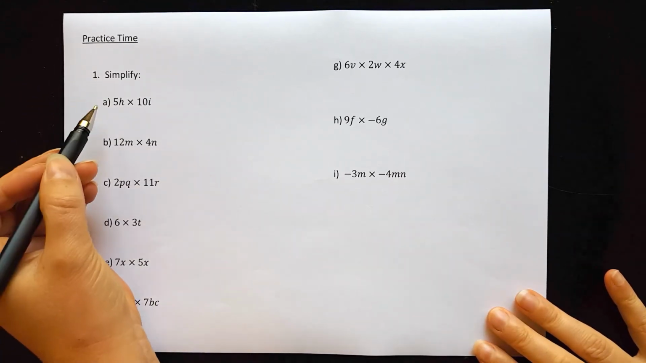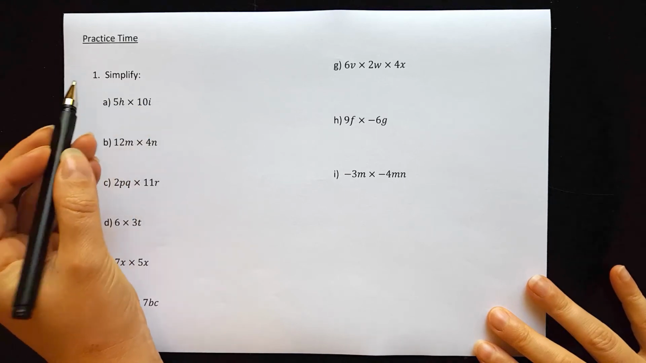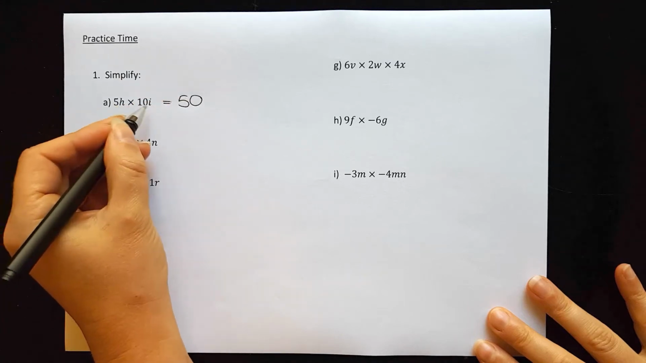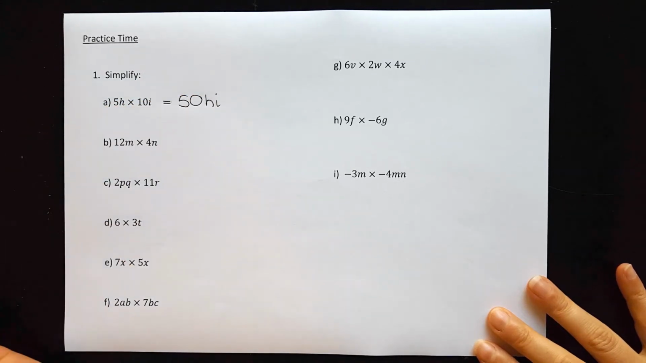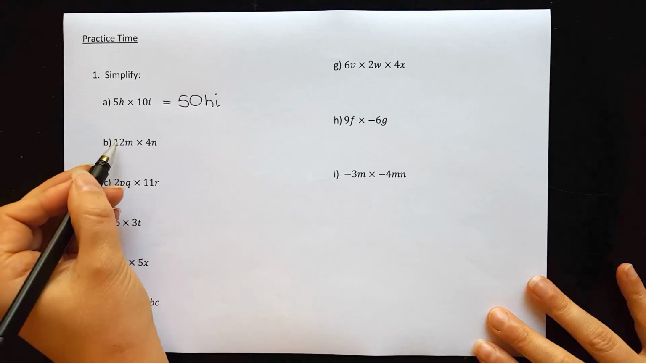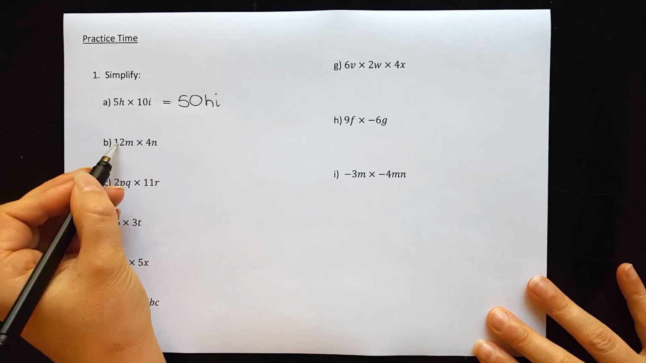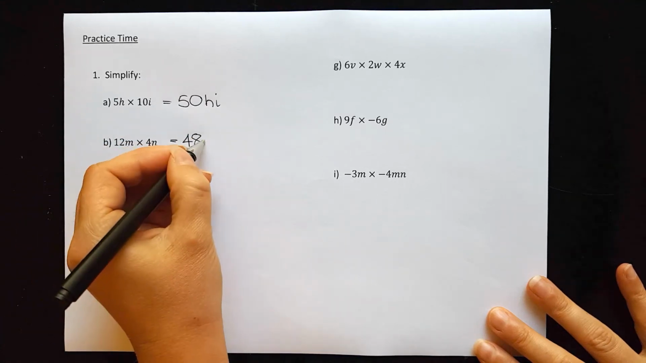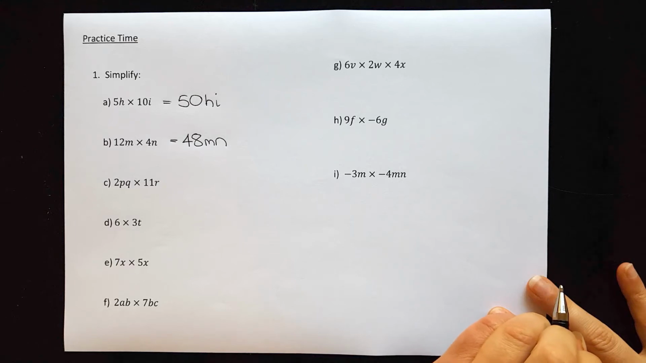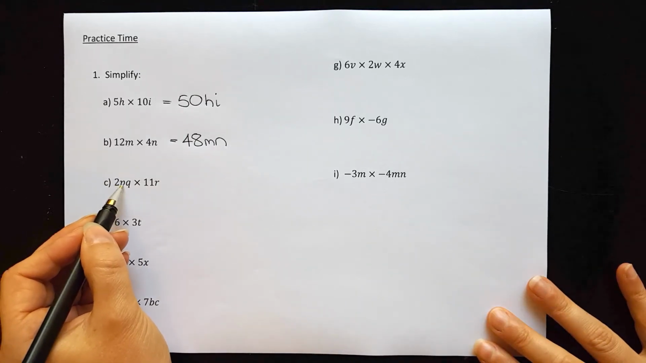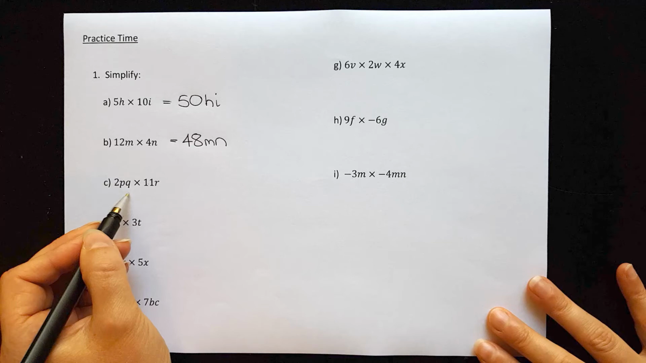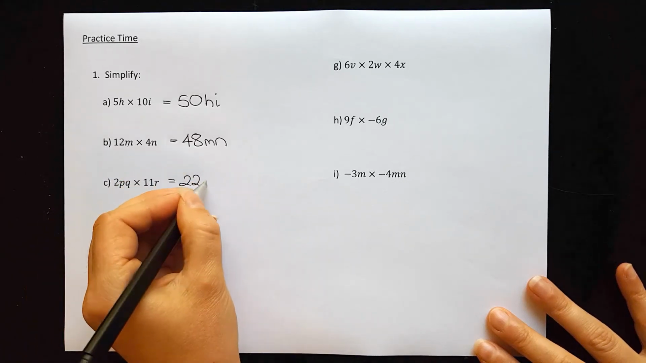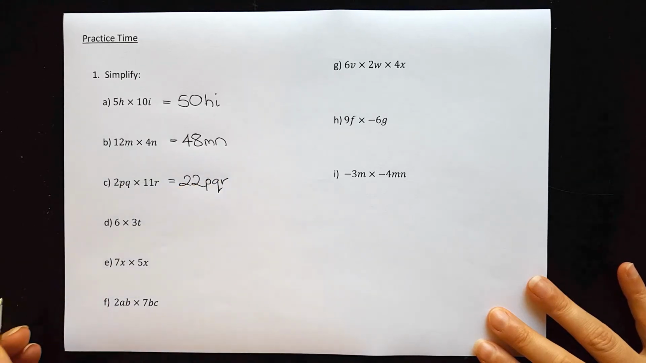So for question 1, 5h times 10i. Multiplying 5 times 10, we get 50. And the letters h and i sit afterwards. For B, 12m times 4n. 12 times 4 is 48, and the letters M, N sit at the end. For C, 2PQ times 11R. 2 times 11 is 22. PQR, sit them all at the end in any order.